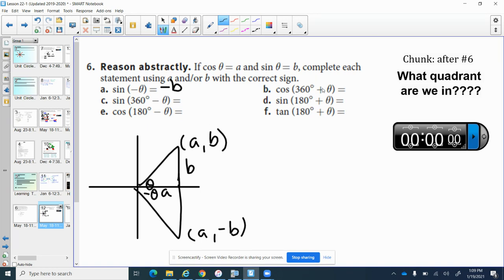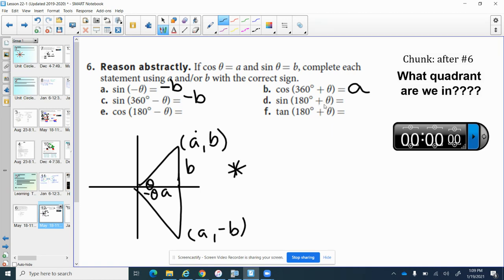Cosine of 360 plus theta, we said, was back actually at quadrant 1. So the cosine is going to be the exact same since we're back in quadrant 1. Think coterminal to theta. So all I did was add 360. 360 minus theta, again, is back here in quadrant 4. Again, think negative theta value. The sine there is negative, so negative B would be our answer.